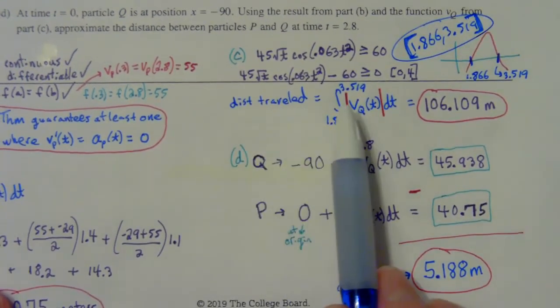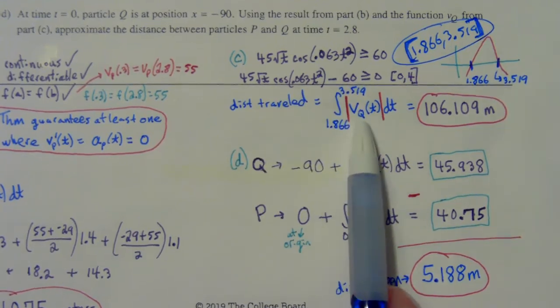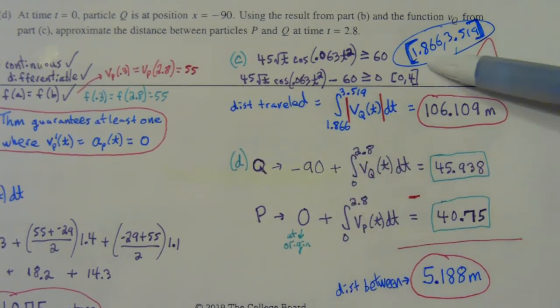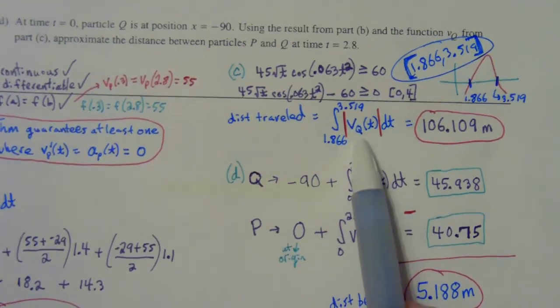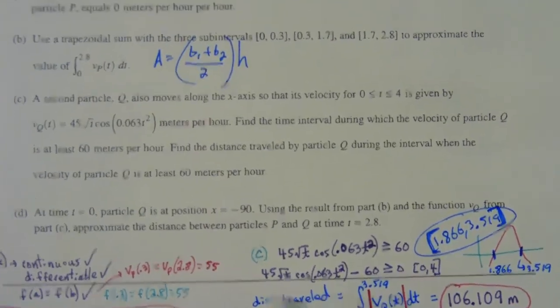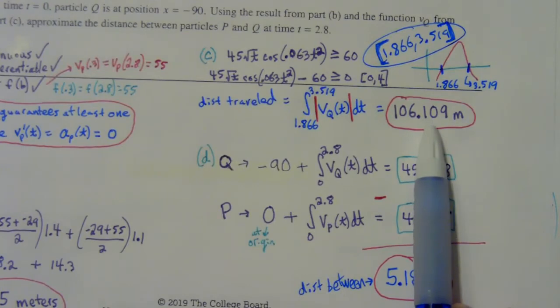But for distance traveled, you're supposed to know you're going to integrate the absolute value of that velocity in between that 1.866 and the 3.519. So you're going to math 9 that thing. You math 9 it with those numbers, and then you hit the absolute value bars and enter that into your calculator, and it should give you that 106.109 meters right there.